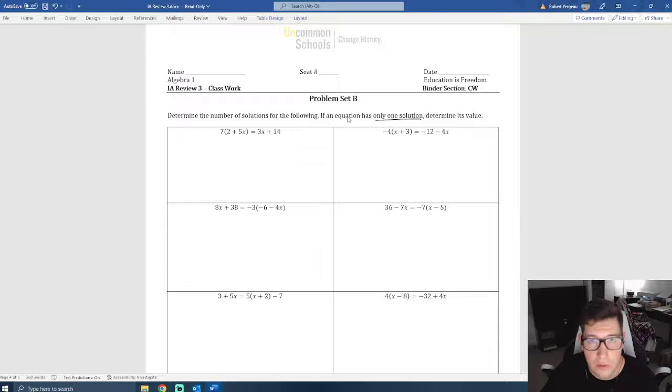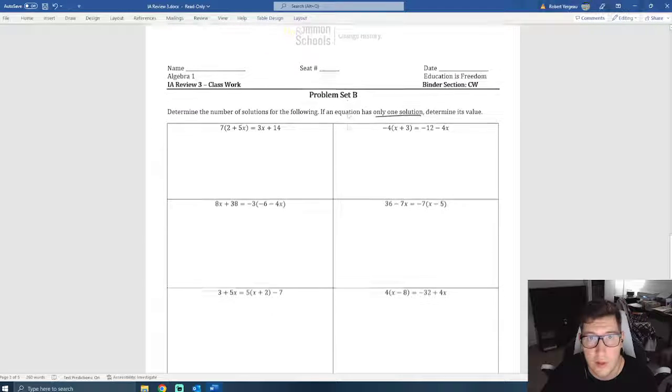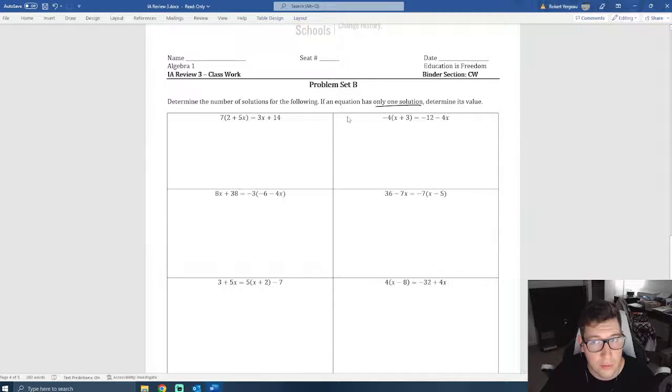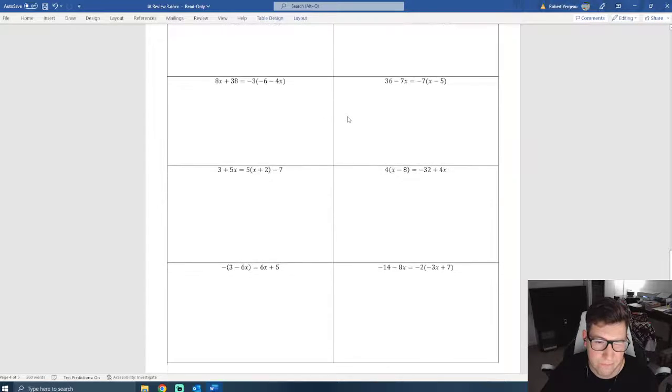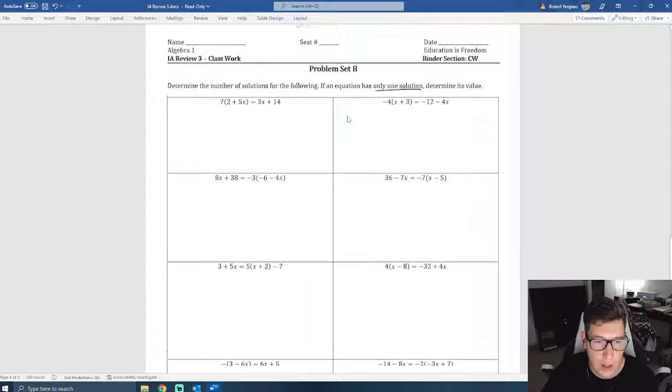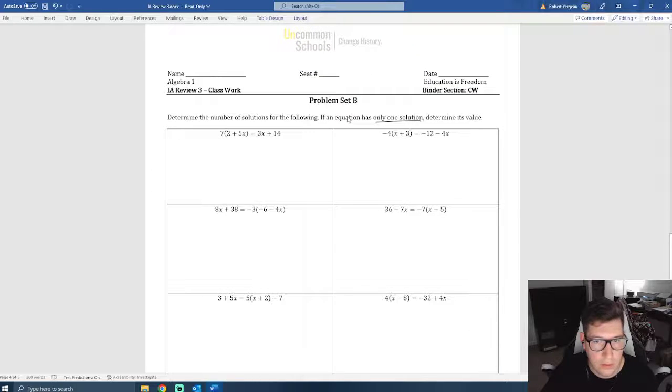So if there is one solution, you have to solve for x. I'm pretty sure these are all x. Yeah, you should solve for x if there's only one solution. Otherwise, tell me why there's infinite or none. You're going to have 8 minutes. Go ahead and work on this problem set.